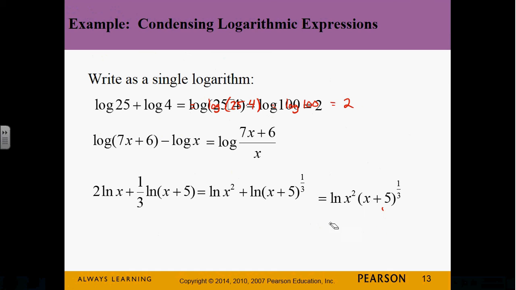And then, of course, the last step, turn it back into a cube root.